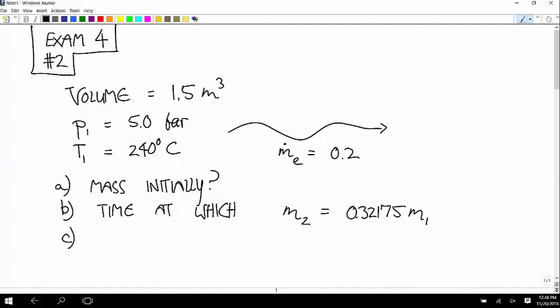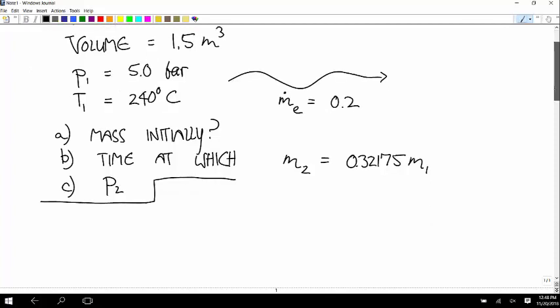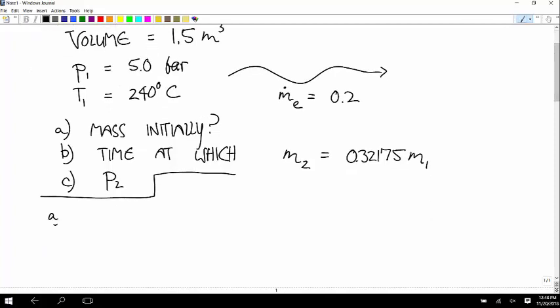And then the last thing we want to calculate is the pressure at time 2. Okay, so for part A, I'm just going to go through this whole thing. You know the pressure and the temperature, so you know P1 and T1. And so you can just look this up in a table.